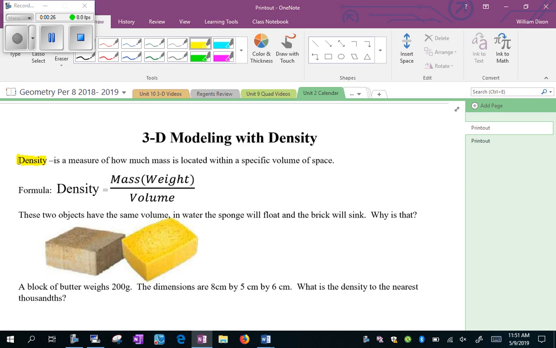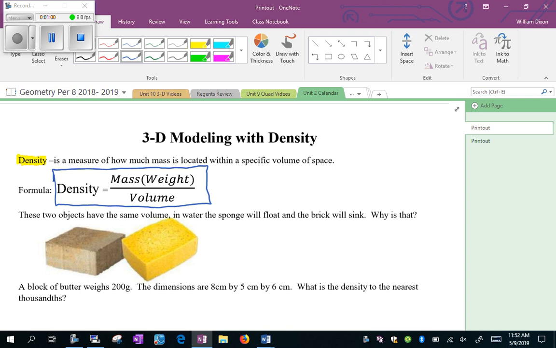And our formula for density is mass or weight divided by volume. So we want to know how much of that weight is in our volume. Volume we've been talking about quite a bit for our 3D shapes. So we're adding the mass piece on to get our density. Something very, very important is that this formula for solving for density is not given to you on the reference sheet. So you need to memorize it. So density equals mass divided by volume.